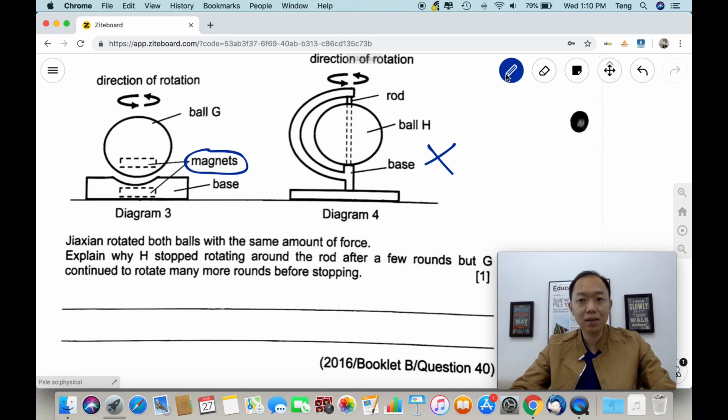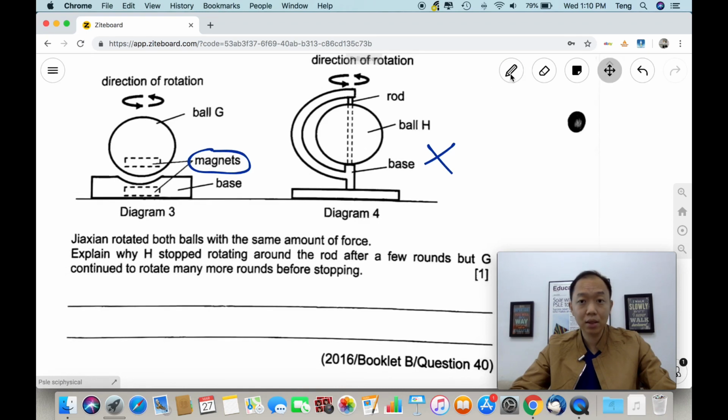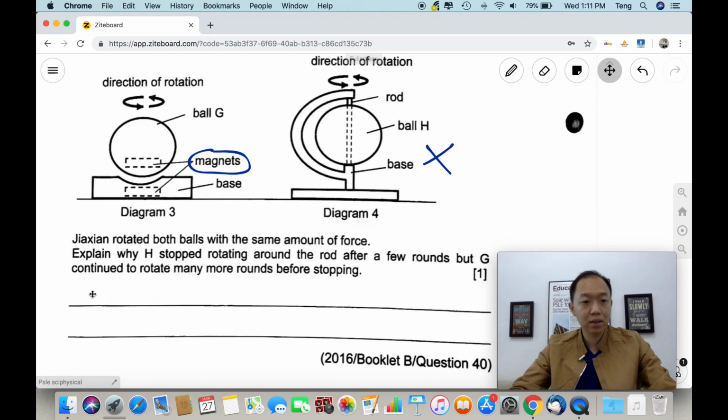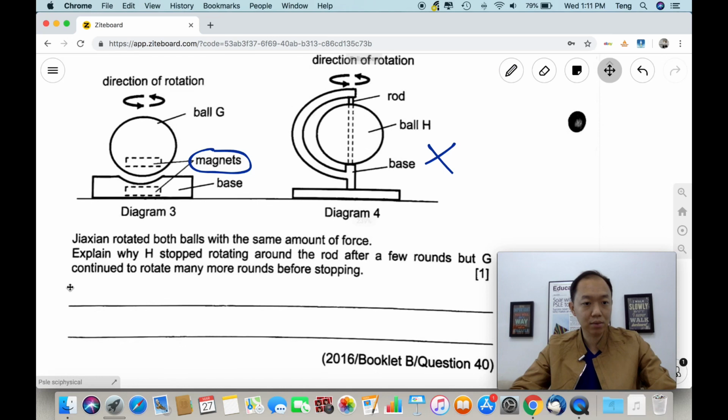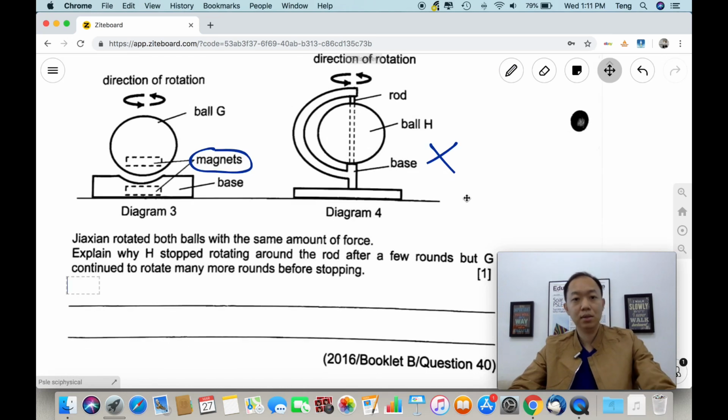So the start is to identify that for diagram 4, over here, there is friction. Whereas for the other one there is less friction. We cannot say no friction because there's air resistance as it's spinning around. But here it is obviously friction. So we want to state this first because the examiner just wants you to state that.